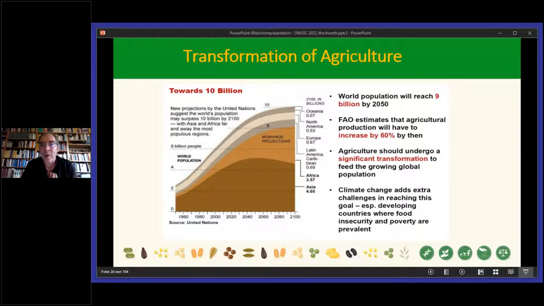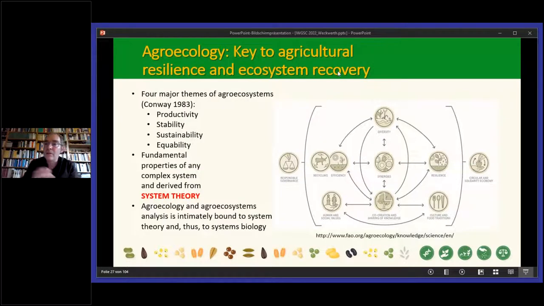So it is obvious from all these facts I presented to you that there must be a transformation of agriculture in the future. This is a slide from the FAO. They really suggest a significant transformation due to these observations which we see. And there are frameworks for this transition. So for instance, agroecology, it's quite an old topic, was coined in the 80s by Conway, for instance. And he published a very nice paper on this, where he summarized the major topics of agroecosystems: productivity, stability, sustainability, and equitability. So you see this goes a long time back.